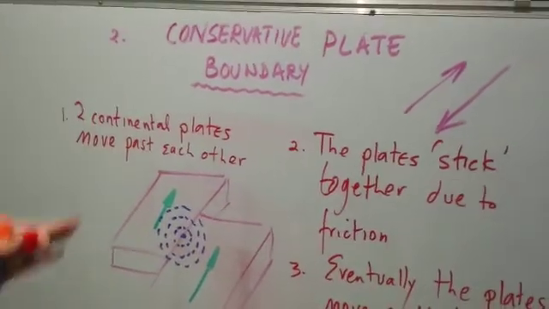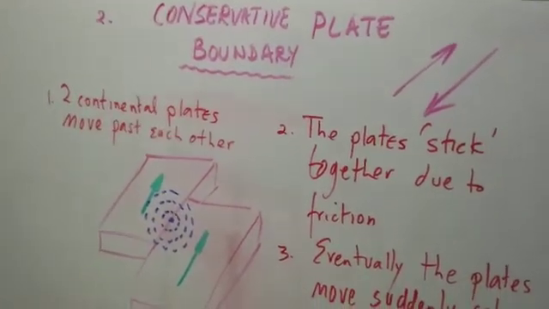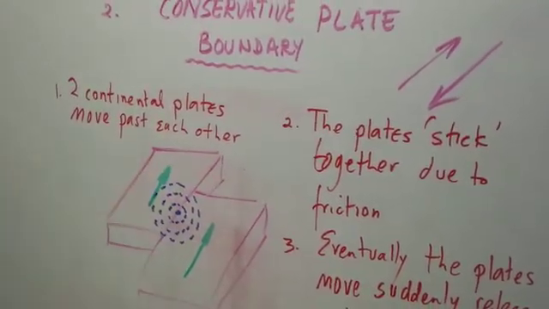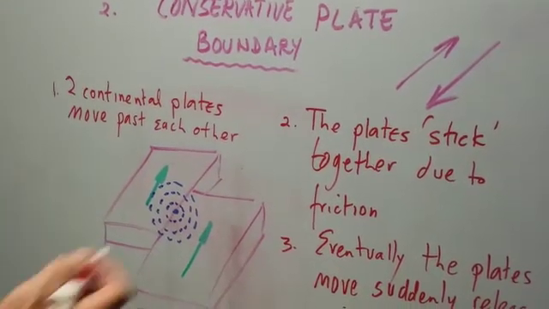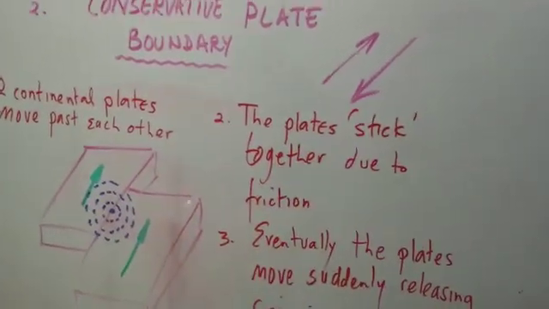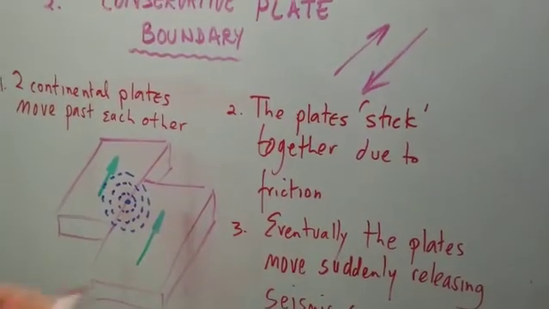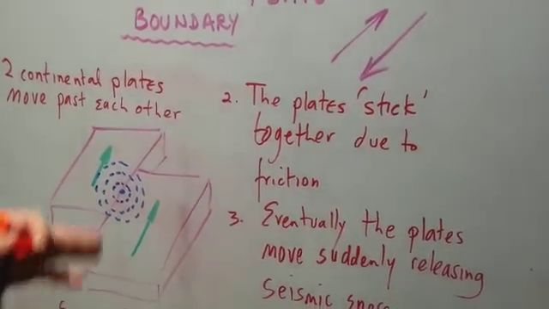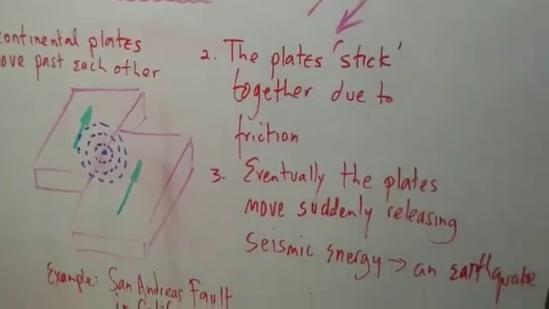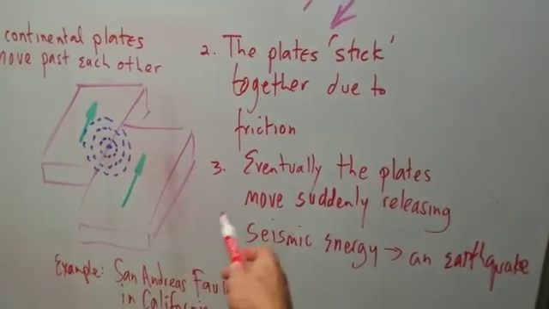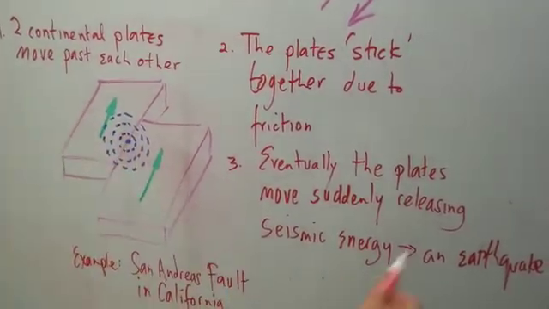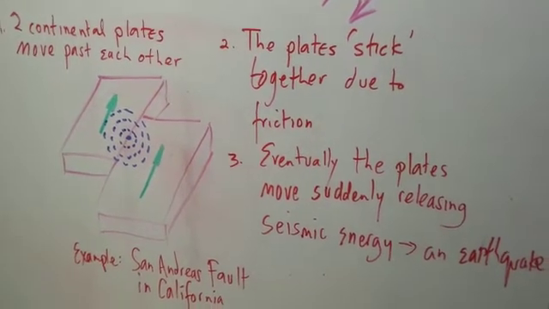So you've got, in this case, two continental plates moving past each other at different speeds. The plates get stuck because of friction. They stick together. But as the plates are trying to move, eventually that pressure is released and the plates suddenly jolt, move forward quickly, releasing the seismic energy in the form of an earthquake.